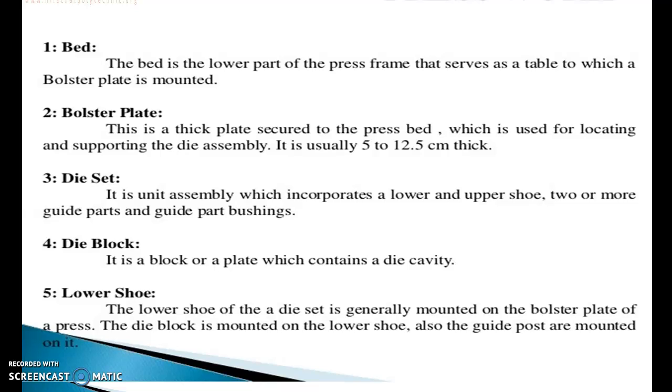So let us discuss the die set. It is a unit assembly which incorporates a lower and upper shoe, two or more guide posts and guide post bushings. Then the die block: it is a block or a plate which contains a die cavity. Then the lower shoe: the lower shoe of the die or die set is generally mounted on the bolster plate of a press. The die block is mounted on the lower shoe. Also the guide posts are mounted on it.